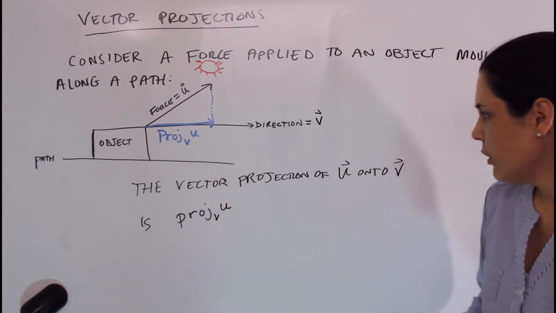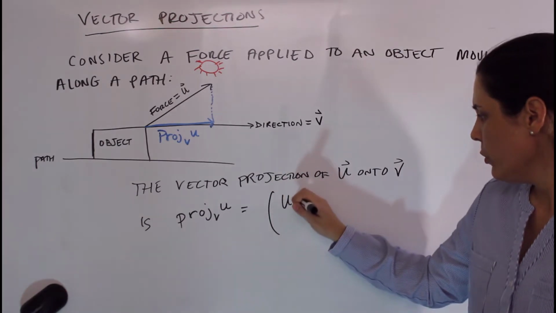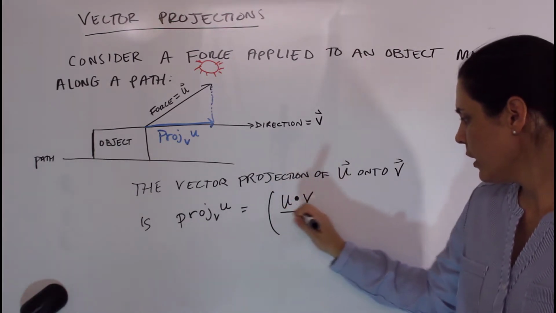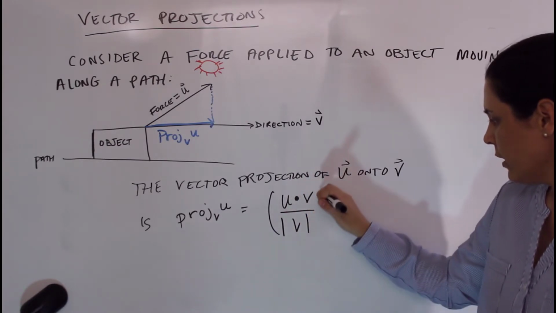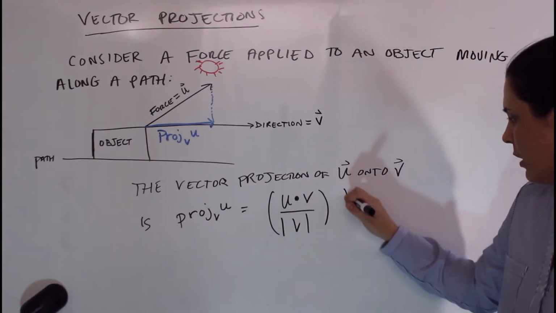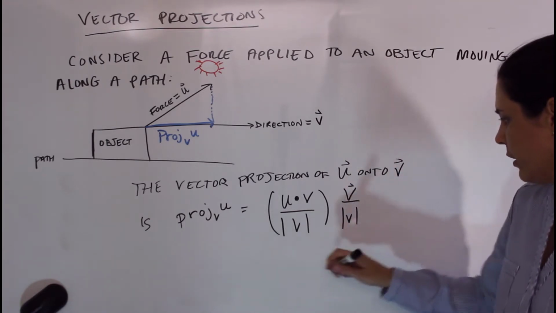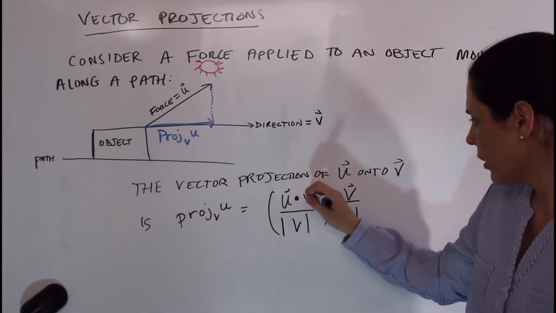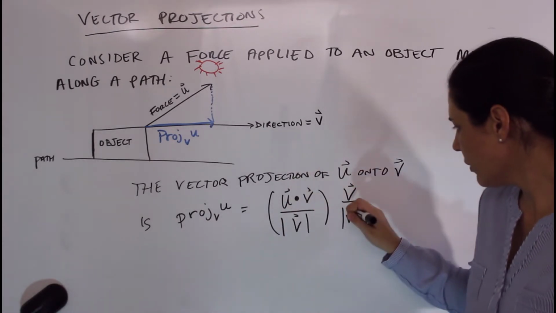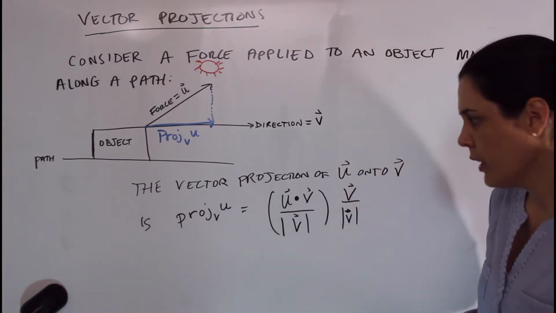So the projection of U onto V equals, here's our first version, U dot V divided by the magnitude of V, and that's going to be times V over the magnitude of V. Alright, now these are all technically vectors, if I put my vector symbol on all of them. Alright, so this is my first version.